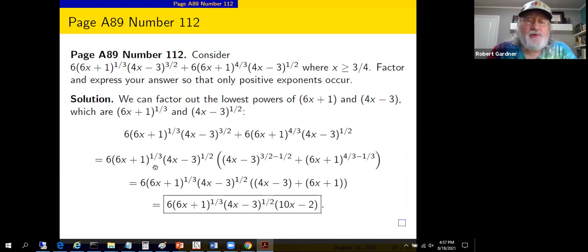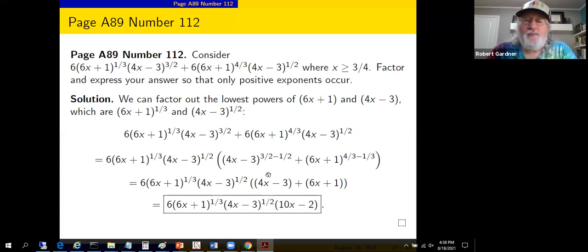Oops, here's the factoring, excuse me, this is a restatement of the original question. Factor these out. Here's the 6, here's the 6x plus 1 to the 1/3, here's the 4x minus 3 to the 1/2, big parentheses. What's left? First term, we took the 6 out, we took the 6x plus 1 to the 1/3 out, we took some of this out and some of it's left. We took 4x minus 3 to the 1/2. You had 4x minus 3 to the 3/2. We took 1/2 away. That'll leave us with 3/2 minus 1/2, which of course is 1, which we'll have down here.